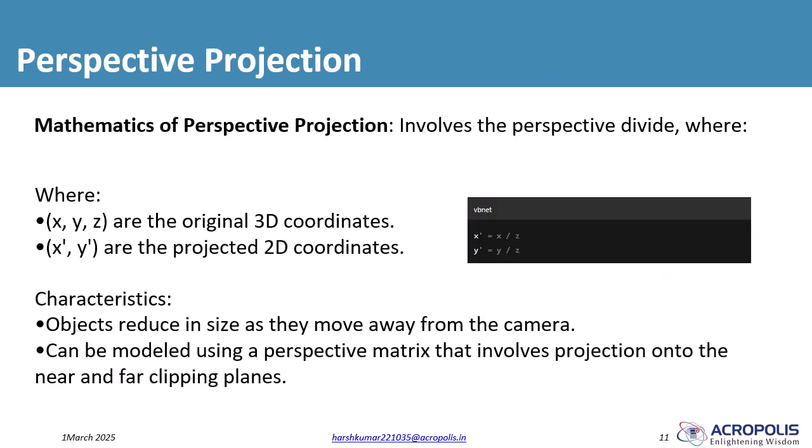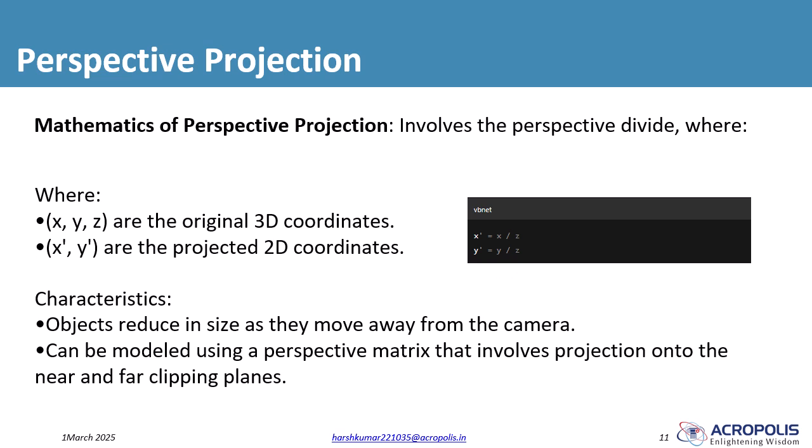Let us now look at perspective projection. The mathematics of perspective projection involves the perspective divide, where x, y, z are the original 3D coordinates and x', y' are the projected 2D coordinates. So how do you get the x' and y' coordinates? We have a formula: x' is equal to x by z and y' is equal to y by z. That's how you can get the new 2D coordinates.